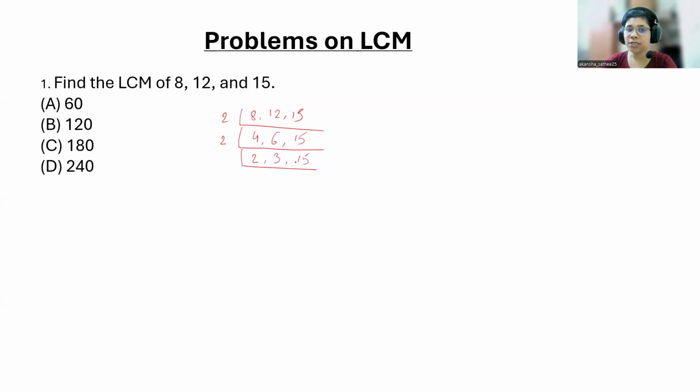Again you have 2, 3, 15. Now again look for the smallest number which can divide one of them. So 2 can divide 2. This is the only number which can divide 2, because you have to land at 1. If you divide 2 by 2, you will have 1. You don't need to do anything in this column. 3 as it is, 15 as it is, because 2 cannot divide 3 or 15.